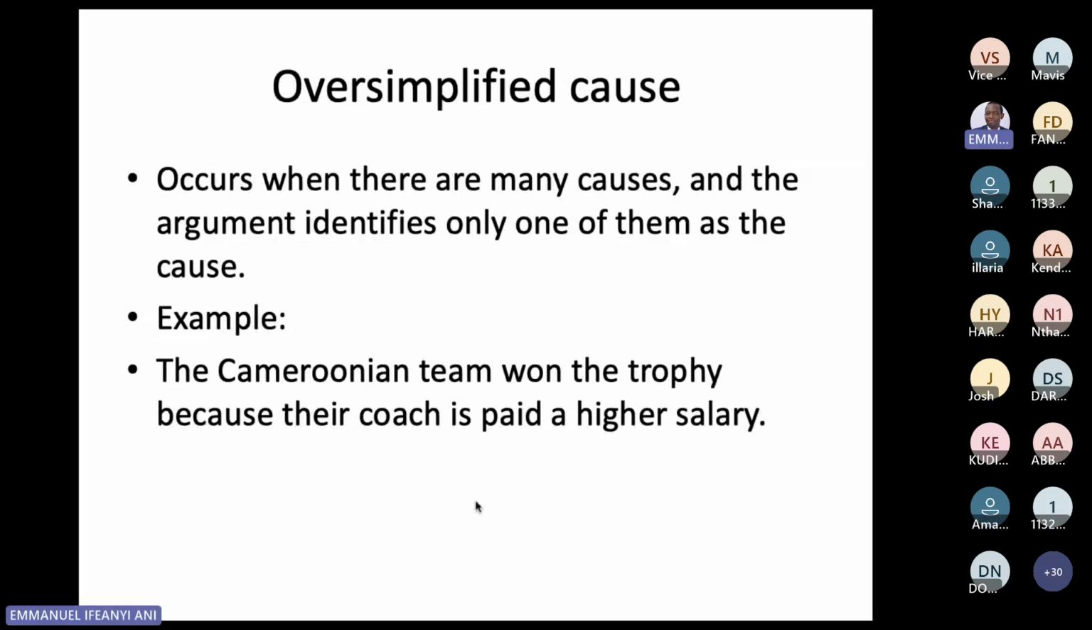There are many things responsible for a team's victory apart from the coach's high salary. Now the high salary might be a factor. It could be a factor, even a major factor. It could make the coach more serious and other things. But at the end of the day, it is the players who are in the field, and the coach doesn't get to even speak.